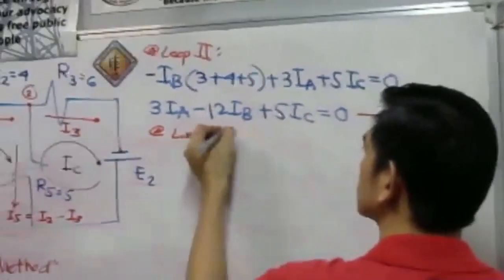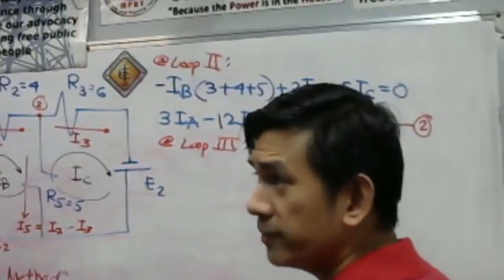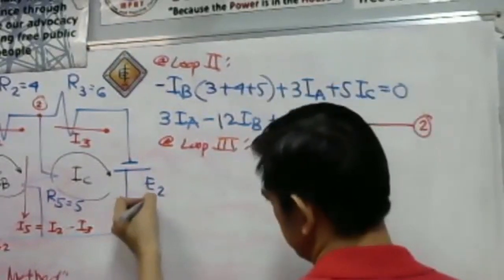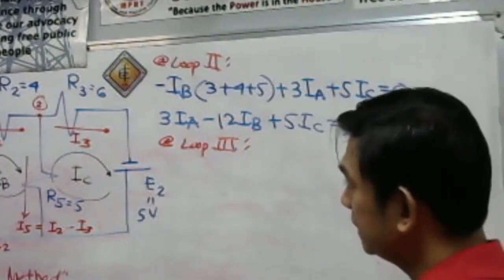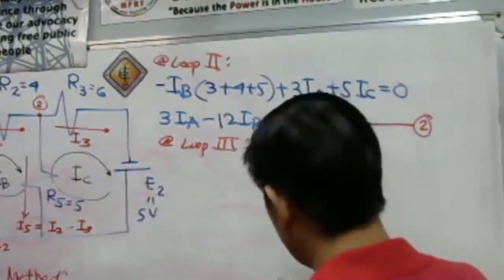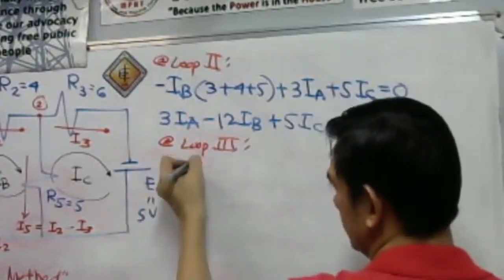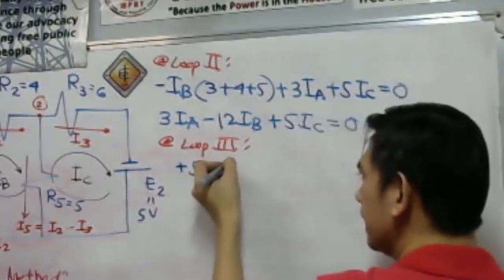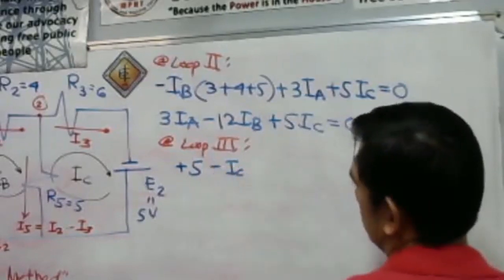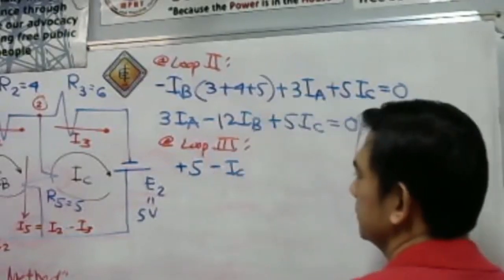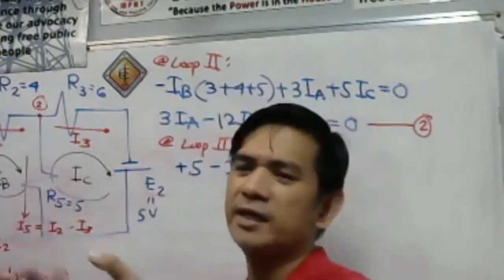Let's go now with loop number 3. Our E sub 2, by the way, is 5 volts. This is the negative, this is the positive, and our I sub C lives on the positive terminal. Therefore, this is positive 5 volts. Minus the circulating current for loop 3, which should be IC. Remember that the circulating current for loop 1 is IA, for loop 2 is IB, for loop 3 is IC.